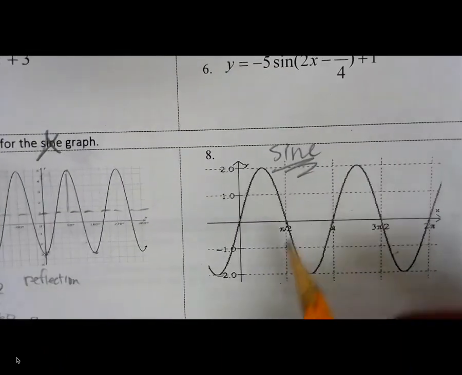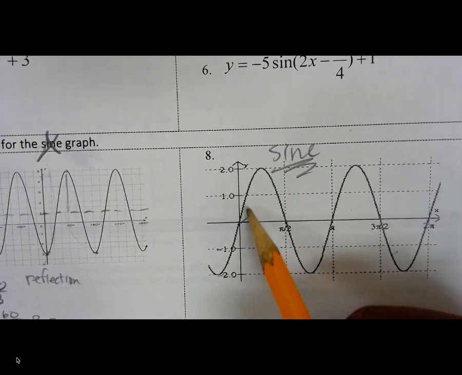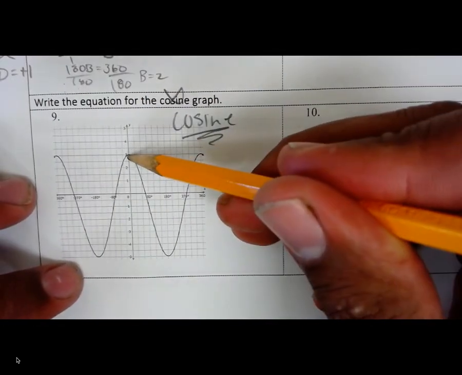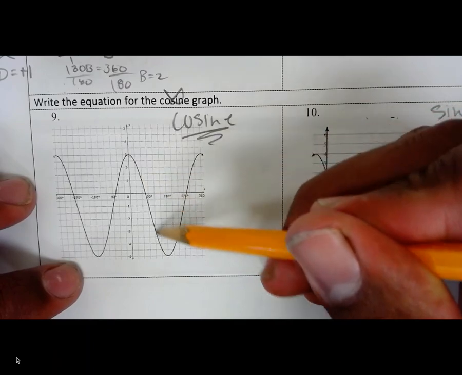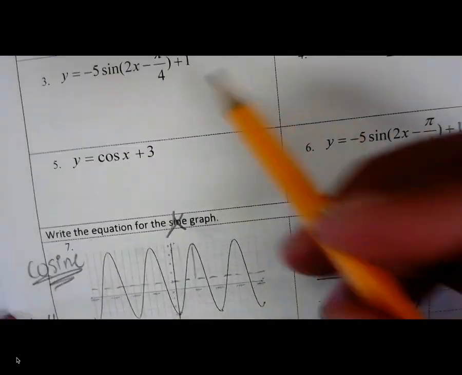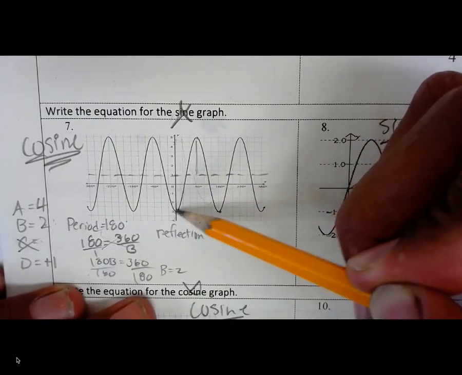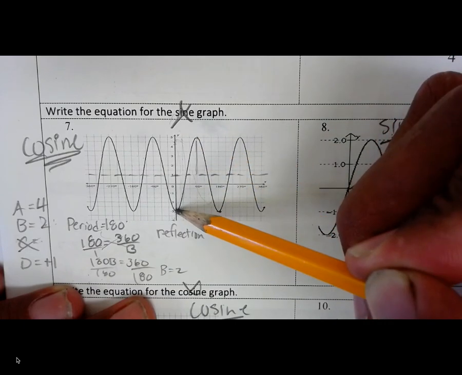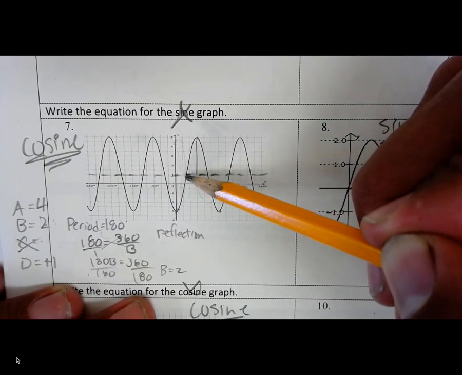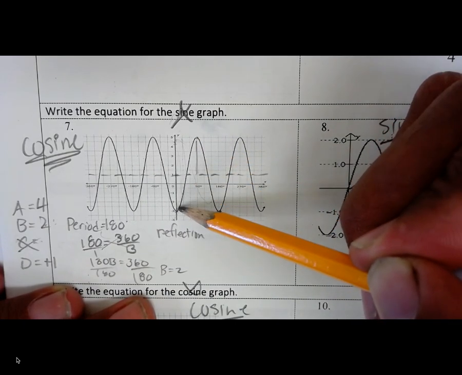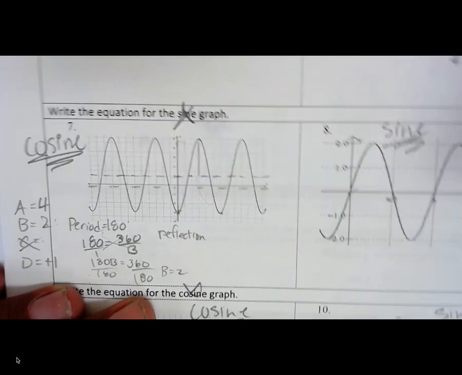For instance, this one is sine, right? Sine is supposed to start in the middle, go up, and then come down. Here's another cosine. See how this one starts at the top and then goes down first? Whereas this one starts at the bottom and then goes up. But it doesn't start in the middle. If it started in the middle, that'd be sine. If it started at either the top or the bottom, that's cosine.